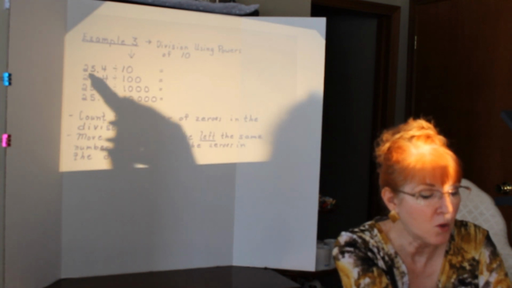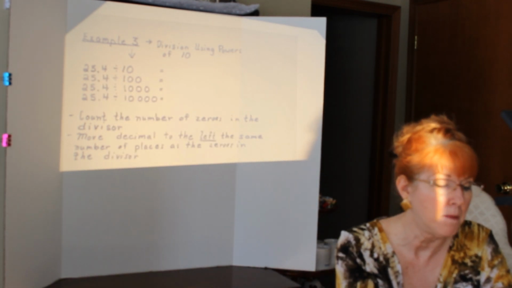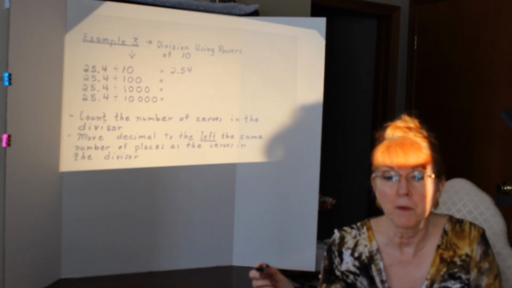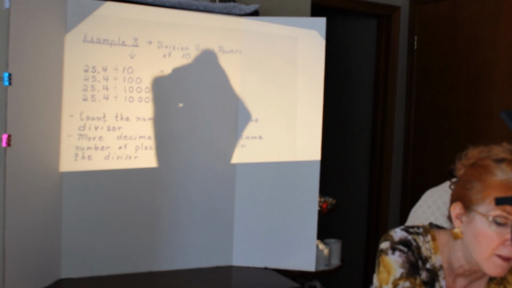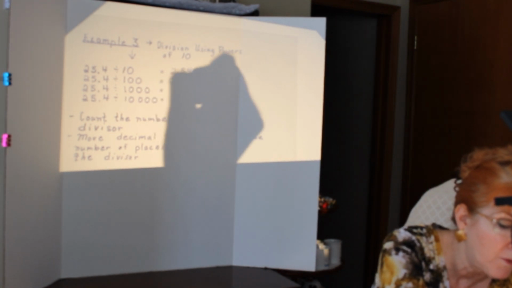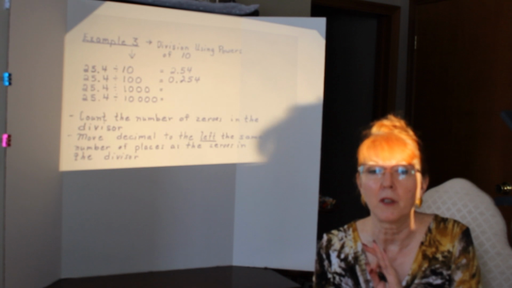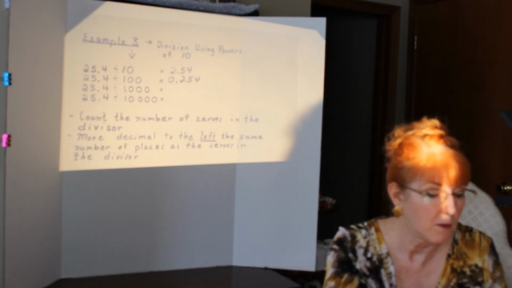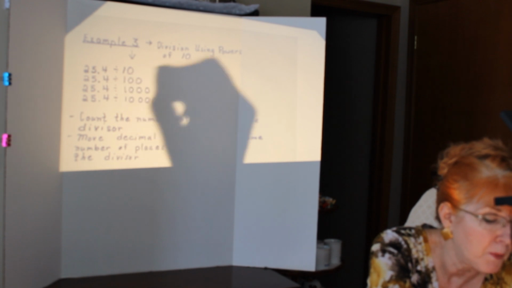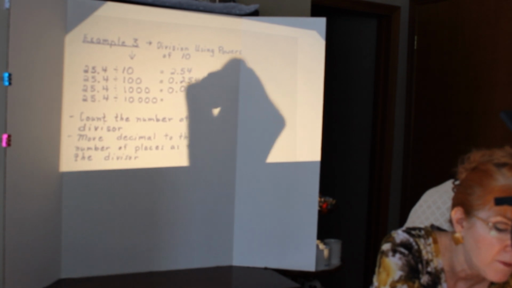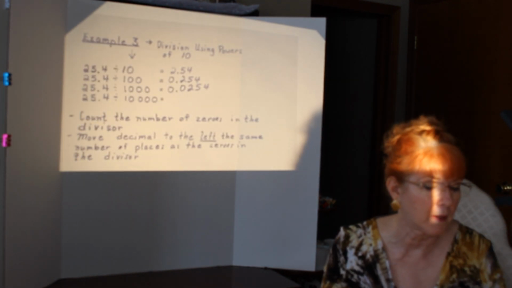So, we've got 25.4 divided by 10. If I move the decimal one place to the left, I'm going to get 2.54. I have 2 zeros in 100, so I'm going to move it 2 places to the left. So now I will have 0.254. 1,000 has 3 zeros, so I'm going to end up doing 3 shifts to the left. So I end up with 0.0254. So I should end up with 3 places.